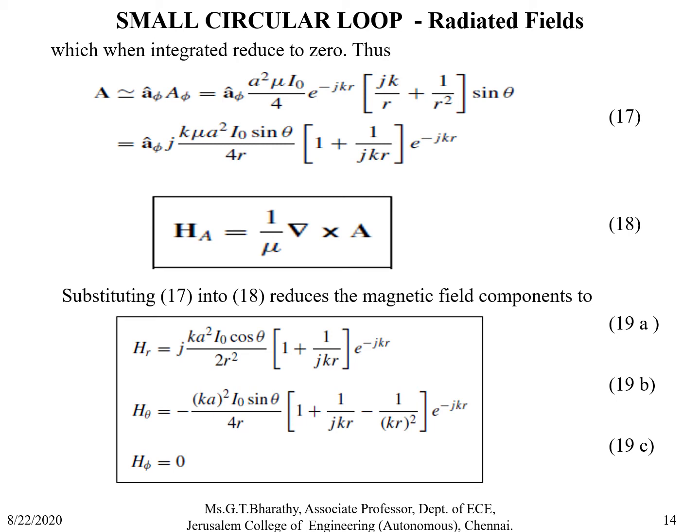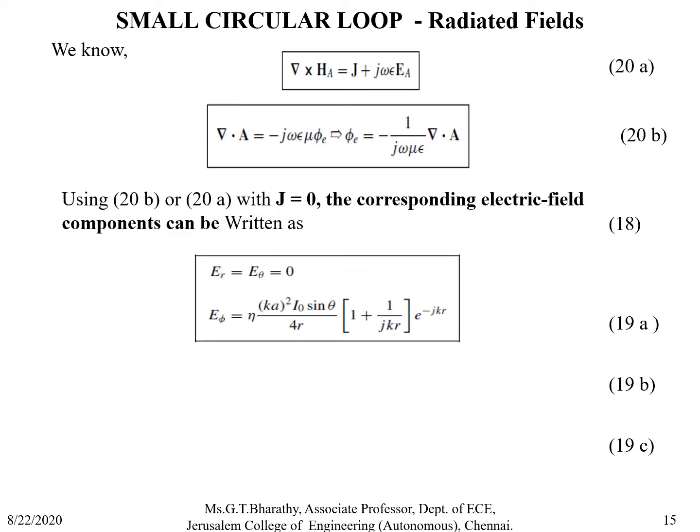Since the electric vector potential is available in phi direction, it means that the electric field component is available in E phi direction. So obviously H phi component has to be equal to 0. And we know we have two expressions relating electric field and the electric vector potential. The first expression is del cross HA is equal to J plus j omega epsilon EA. The other expression is del dot A is equal to minus j omega epsilon mu phi E, where we can write phi E is equal to minus 1 by j omega mu epsilon del dot A.